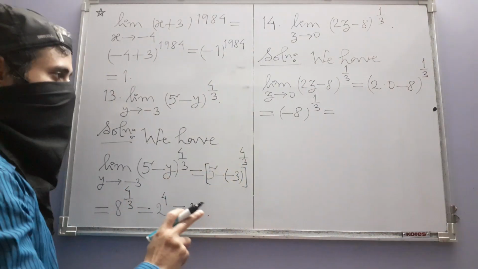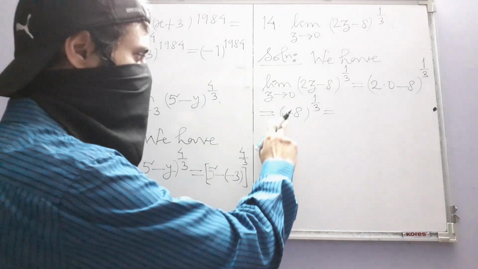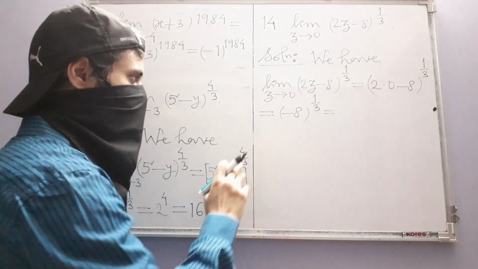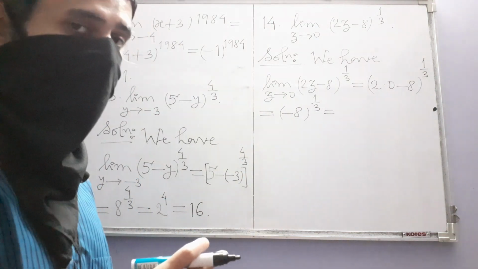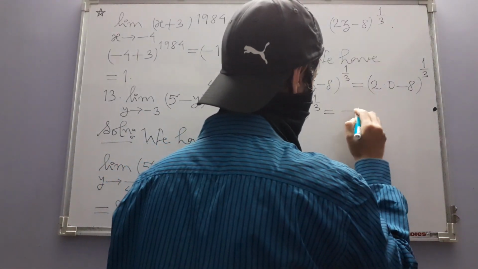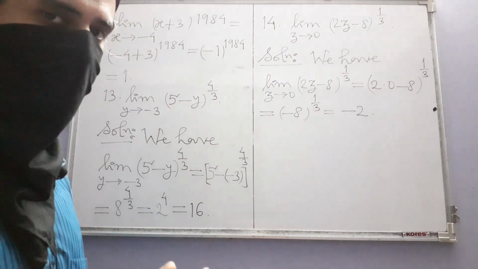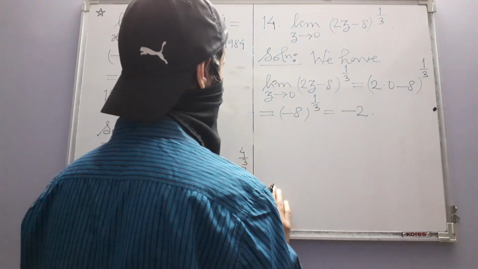Note that this is not square root, so we do not have any problem in spite of having a negative sign here. Minus 8 does have a real negative cube root, and that cube root is minus 2, because the cube of minus 2 is minus 8. That's why. Okay, so minus 2 is the answer.